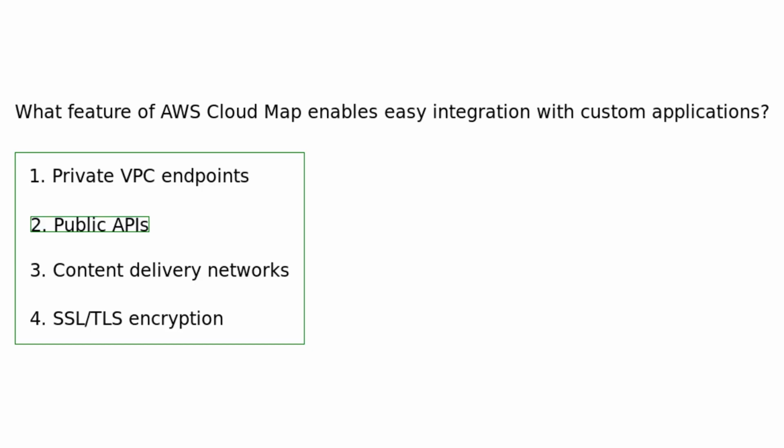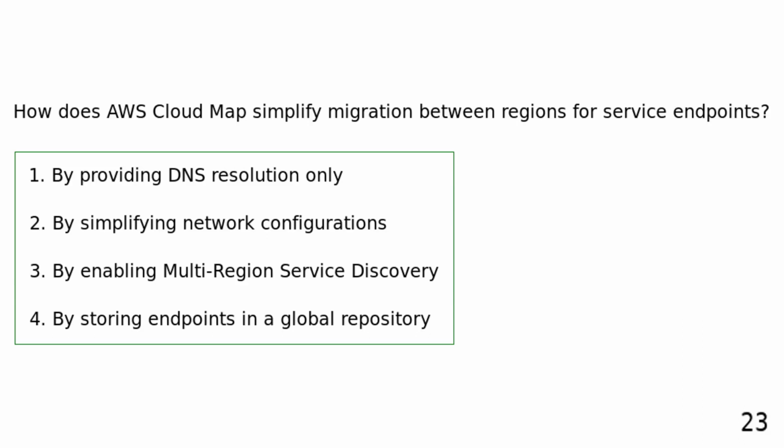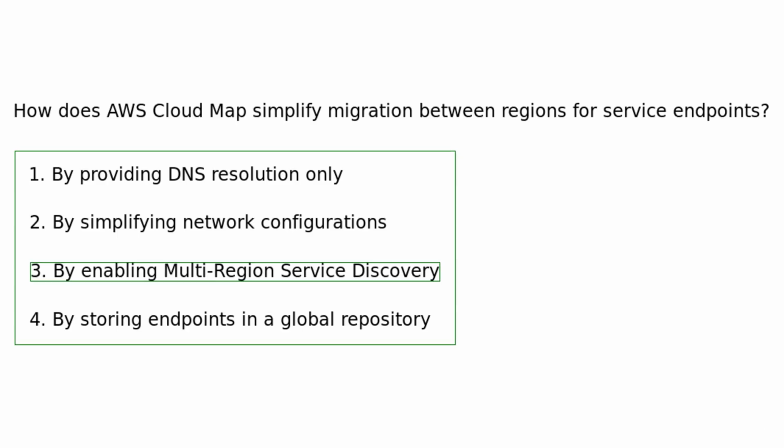to cloud-based services. How does AWS Cloud Map simplify migration between regions for service endpoints? By providing DNS resolution only. By simplifying network configurations. By enabling multi-region service discovery. By storing endpoints in a global repository. AWS Cloud Map simplifies migration between regions for service endpoints by enabling multi-region service discovery, allowing for seamless discovery of services across different AWS regions.